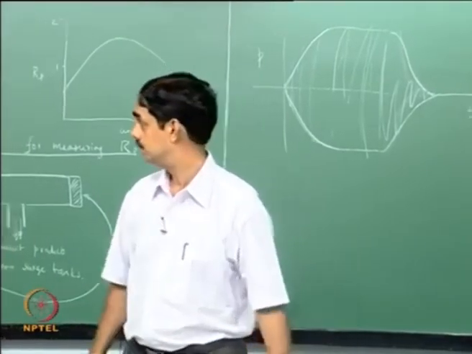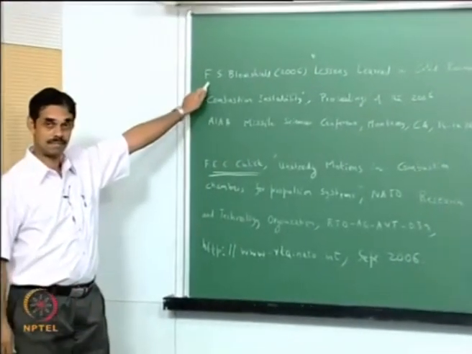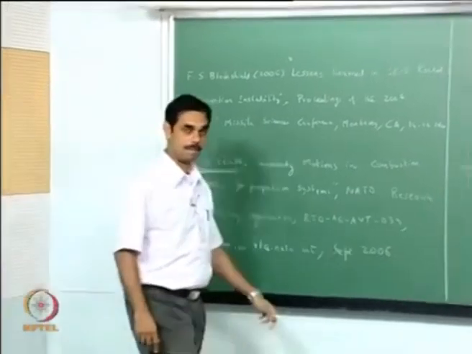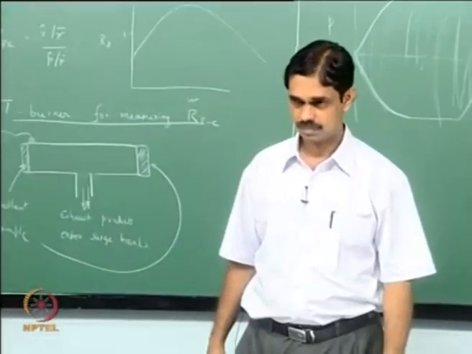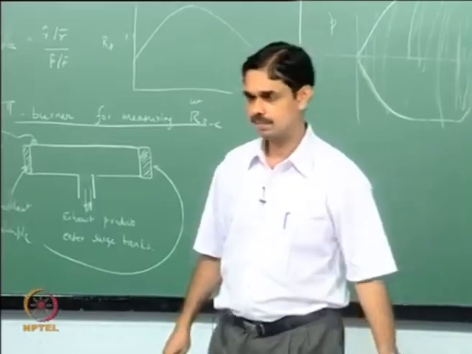And this paper by Bloomshell gives nice references about T burners, which you can actually get from the web. Why do we assume that the damping in the initial and final is the same? You may have to correct it, they may not be the same.